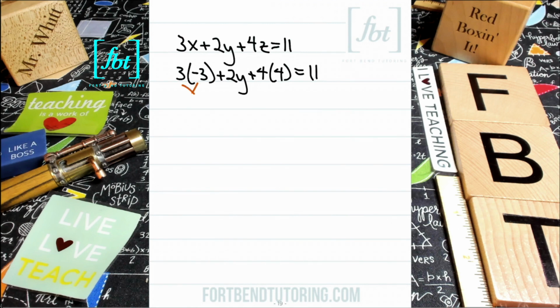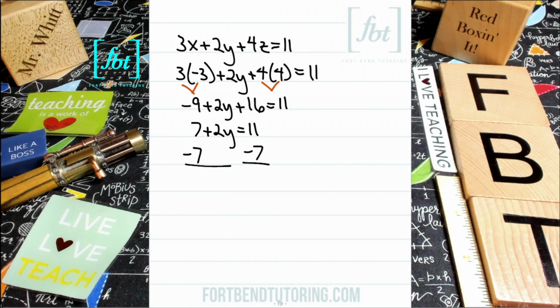And we'll be using those two values to solve for y. Simplifying, you'll need to multiply 3 times negative 3 as well as 4 times 4. This equals negative 9 plus 2y plus 16 equals 11. Combining like terms on the left side of the equation, you'll have 7 plus 2y equals 11. Then subtracting 7 from both sides of your equation, the 7's will cancel out. You'll be bringing down 2y, which equals positive 4, then dividing both sides by 2, and simplifying, you'll have y equals positive 2.